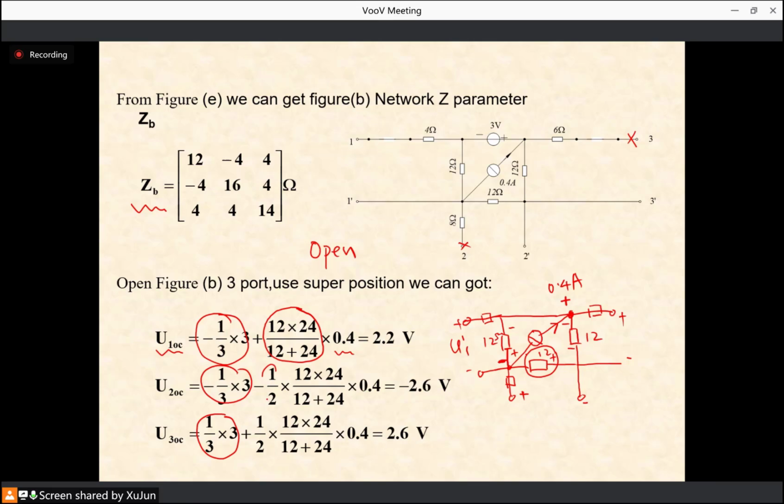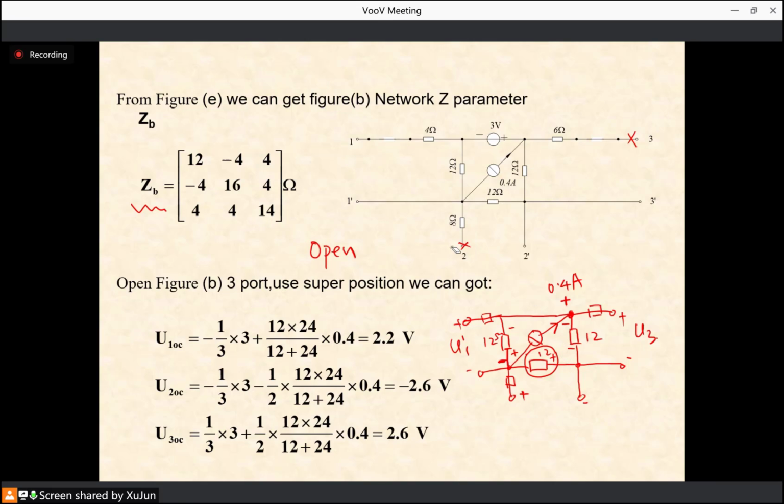So it will be 1/2. That means half of the total voltage. This resistor is half of the total voltage, and there's a minus here. For the U3, the U3 will be this 12 resistor voltage, so it's also half, but there's no negative, it's positive. So this is the total open source voltage of the 3-port network.